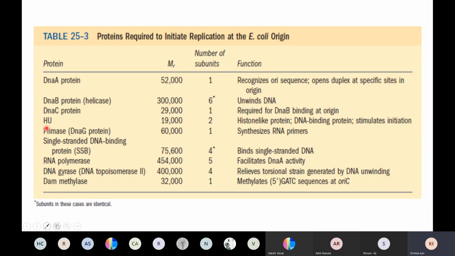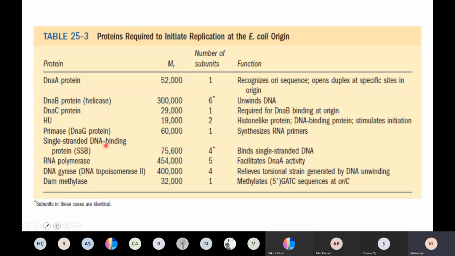Then you have HU, what is called a histone-like protein. What does that do? It binds to DNA and it also helps with the initiation process. Then we have what is called primase, which is also referred to as DnaG, which makes those little RNA primers that are required for DNA polymerase to add bases to as part of the DNA synthesis.